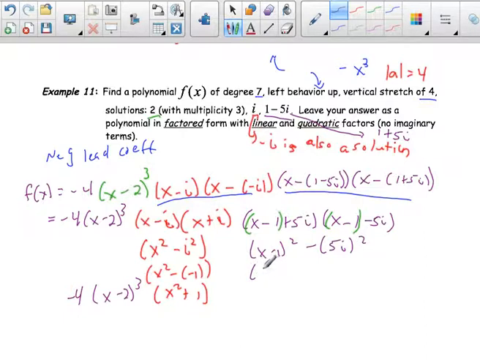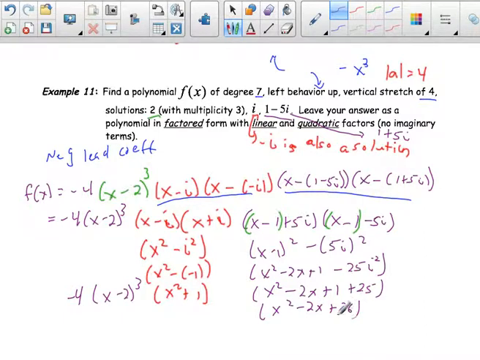And so that's going to be x minus 1 squared, which is x squared minus 2x plus 1, minus 25i squared. Remembering that i squared is negative 1, this is going to give me x squared minus 2x plus 1 plus 25, or x squared minus 2x plus 26. I'll bring down the x squared plus 1 and the x minus 2 cubed and the negative 4. And that is our function.